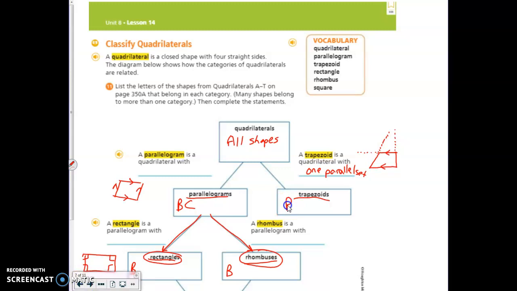And once we get to be a trapezoid, guys, we don't have any more questions to ask. We don't have any places to go. If you notice, there are no lines extending down from the trapezoid. That is the only thing it can belong to when it has one set of parallel lines. Parallelograms, we've got a few more questions to ask and a few more categories that it can belong to.